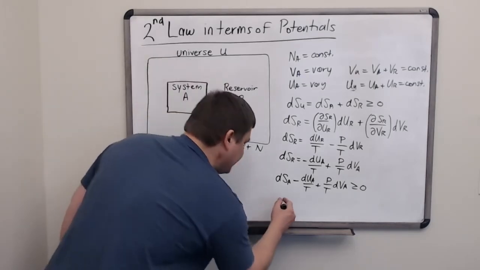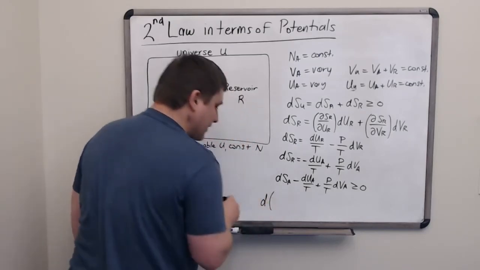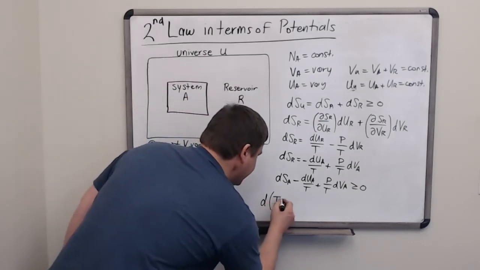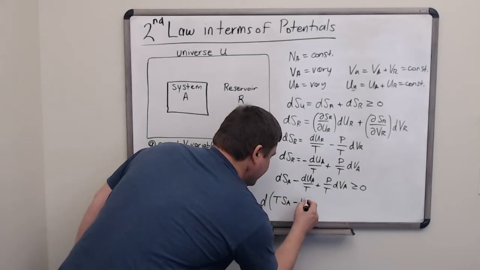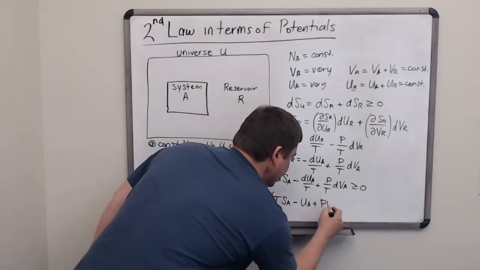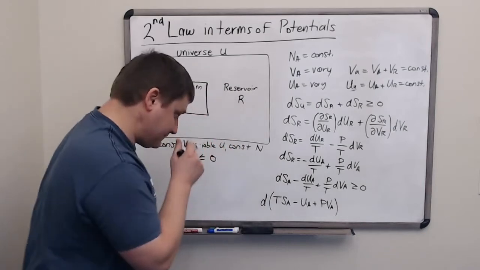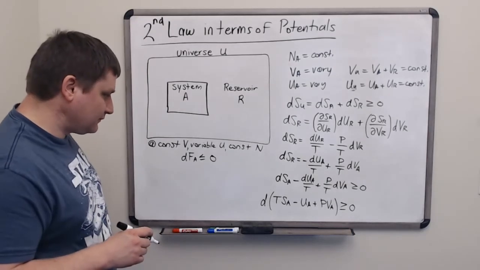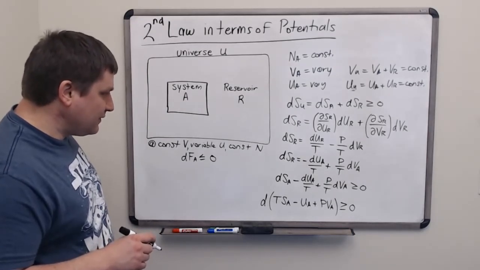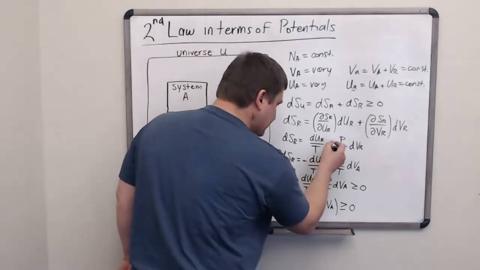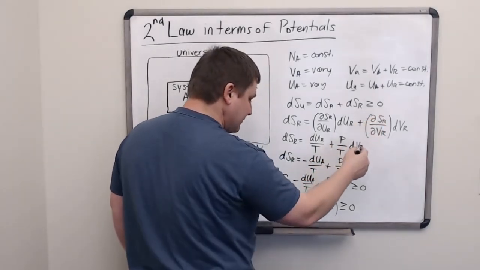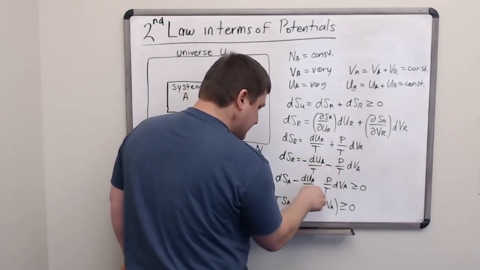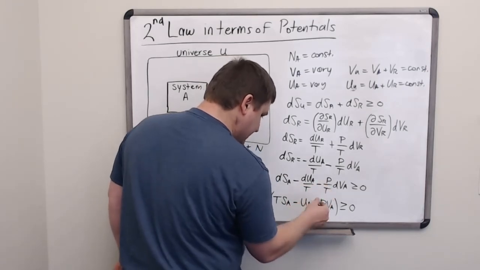Once again, I'll just rearrange this slightly, factoring out the differential and multiplying the entire thing by temperature. I'll have T times SA minus UA plus P times VA. This must be greater than or equal to 0. I think that we've got a sign error here. This should be plus. I didn't remember this derivative exactly, but I know what it's supposed to come out to. So that should be plus. Therefore, this should be minus, and this should be minus, and this should be minus.